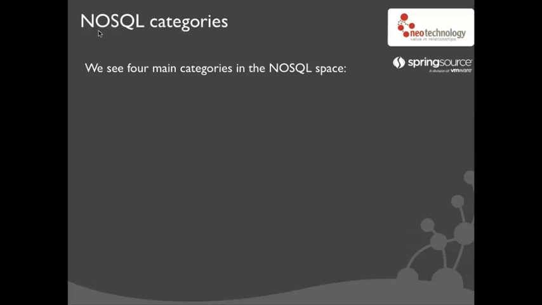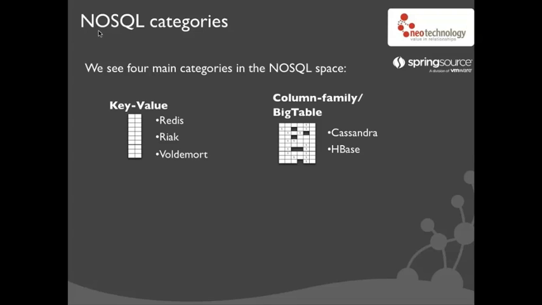There are four main categories in the NoSQL space. First are key value stores, which handle very simple data, just keys and values, like a global distributed hash map. They're very fast. Then we have column family big table clones, like Cassandra, which have a much richer data model. They are a bit similar to relational databases in the data structure, but very different in the data processing. They have a much richer schema inside each column.